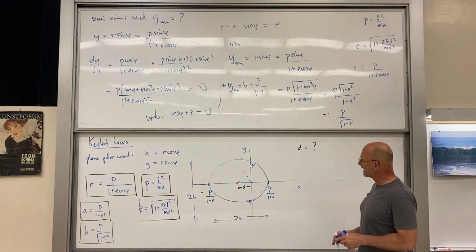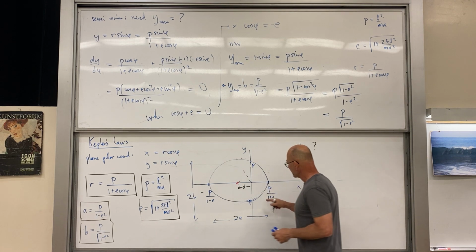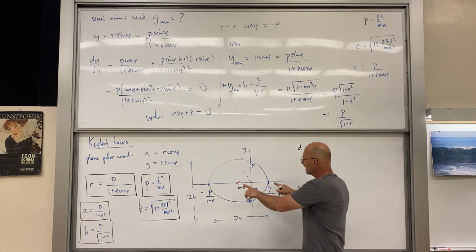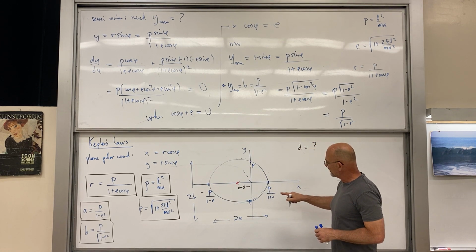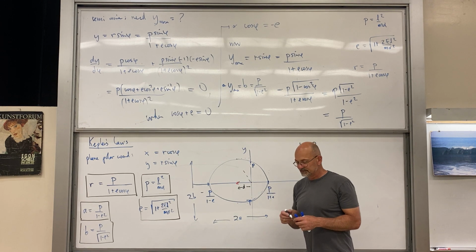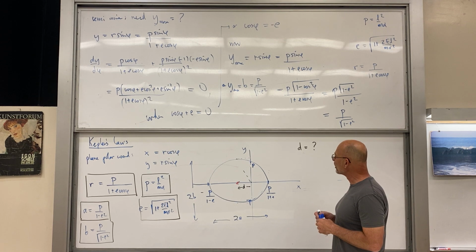There's a couple of ways to get that, but really it's just going to be easiest obtainable from just taking 2a or 2a minus this distance right here. So I'm going to put that as homework as well.